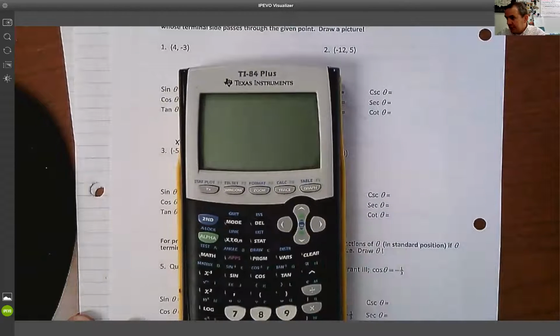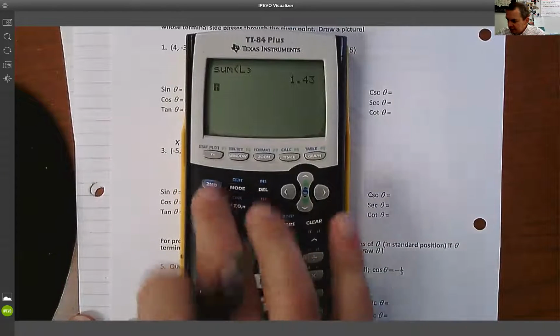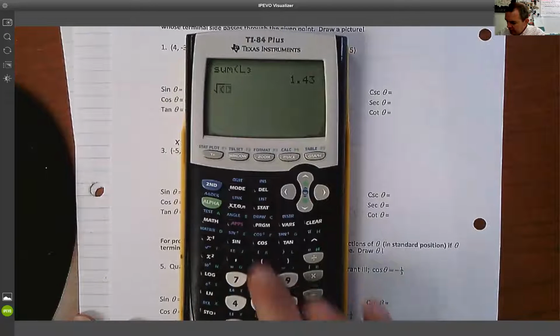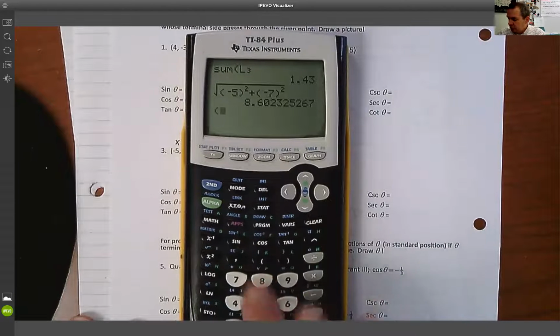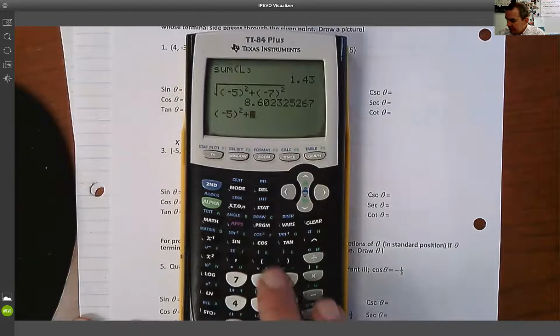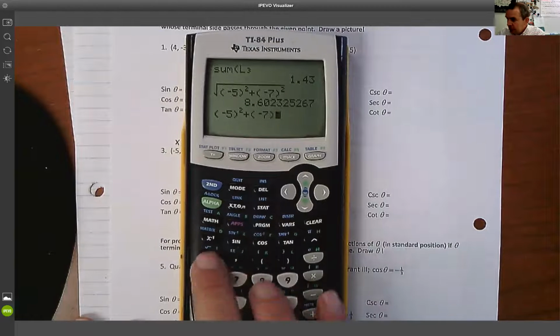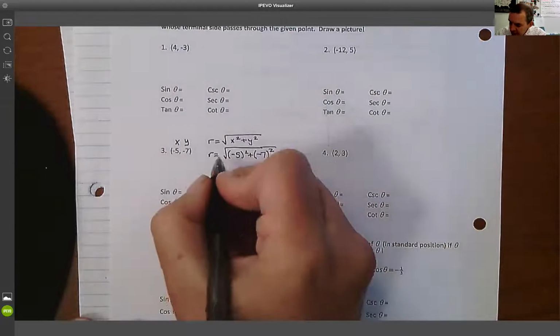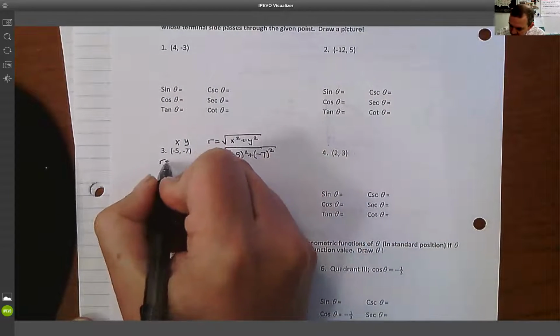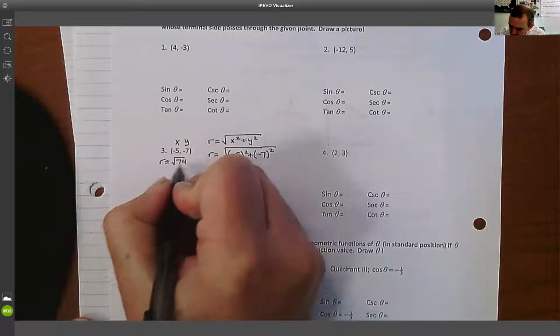So I just want to show you. We do second, square root. Parentheses are important. You got to do them. -7 squared. Notice it gave me a decimal. I don't want a decimal. So I'm going to recalculate that without the square root sign. That gives me 74. So R is going to equal, in this case, the square root of 74.